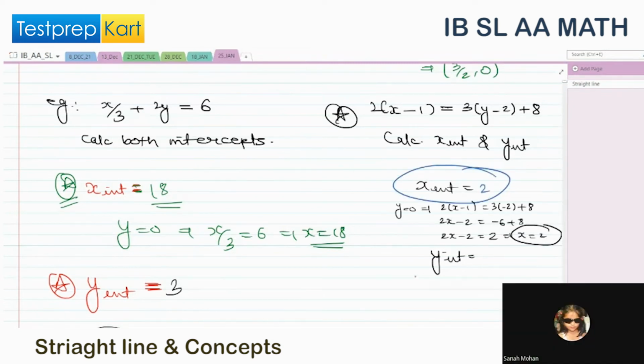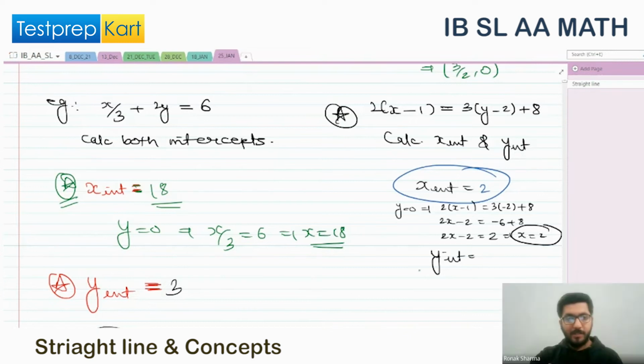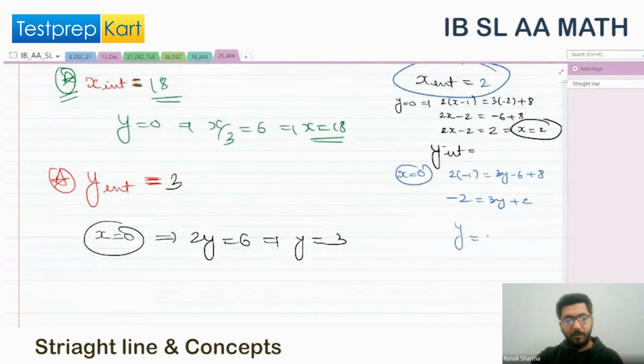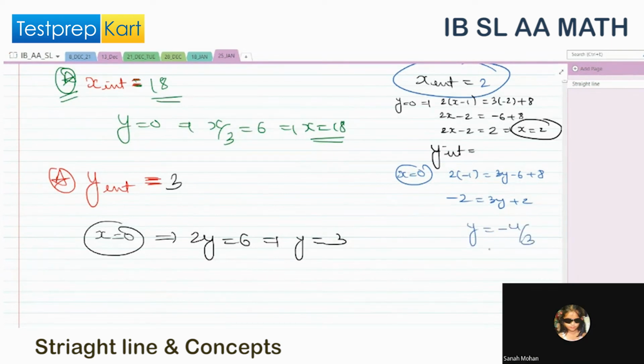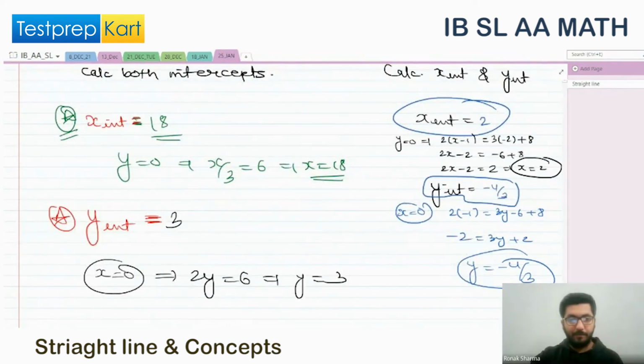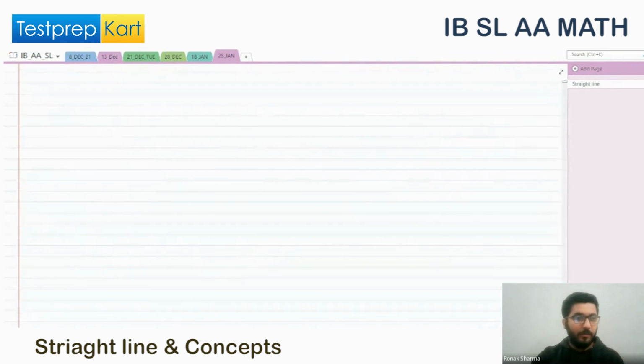3 over minus 4, that is minus 3 by 4. Okay, let us see. If I put x equals to 0, this will be 2 times minus 1 equals 3y minus 6 plus 8. So minus 2 equals 3y plus 2. So yes, very good. But is it 3 over negative 4 or 4 over negative 3? I got 4/3. Okay, good. So that's how we solve the question of intercepts.